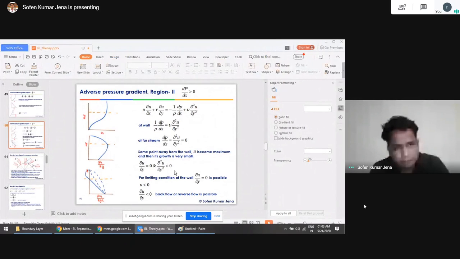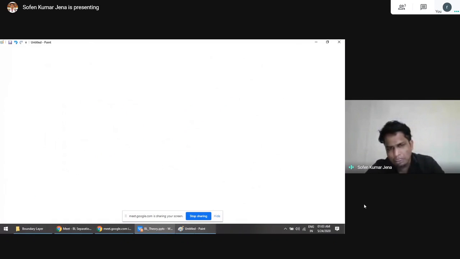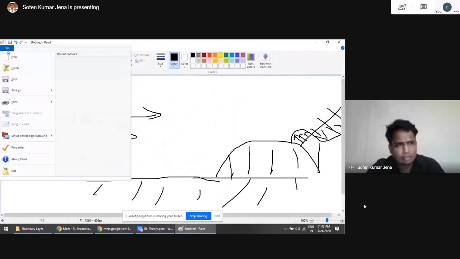Point of inflection. Point of inflection. If you connect all the points of inflection, you will get the separation point. That is the separation edge you will get. This separation edge will act like an artificial solid boundary, above which you can find monotonic growth of the boundary layer. But because of this separation, the boundary layer cannot monotonically grow near the wall. Here there will be reverse circulation. Once there is turbulent velocity, which has high inertia, the separation point is shifted from here to somewhere here. So this is my two cases.